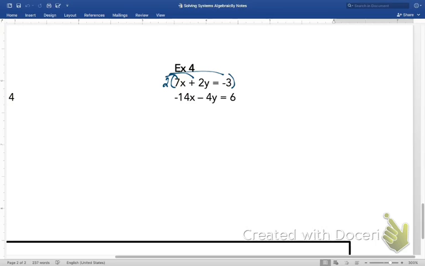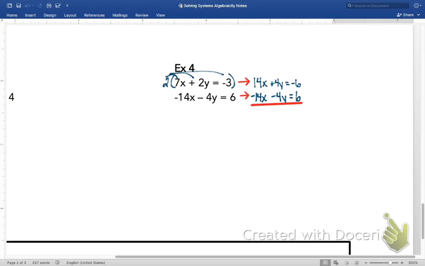And whenever I do, I'm going to end up getting 14x plus 4y equal to negative 6. I'm just going to rewrite my bottom one: negative 14x minus 4y equals 6. What's going to happen?